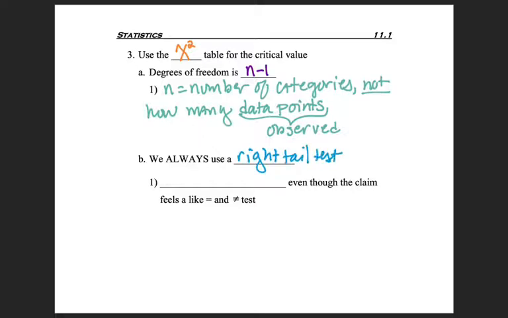Also, when testing, it's always going to be a right-tailed test. Even though H1 is not equal to, and it feels like it's a two-tailed test, with goodness of fit, we only use a right-tailed test. So that means do not divide alpha by 2, even though the claim feels like an equal and not equal two-tailed test.